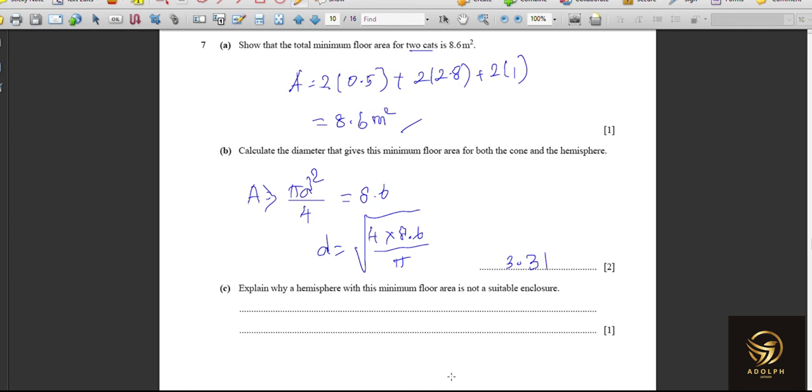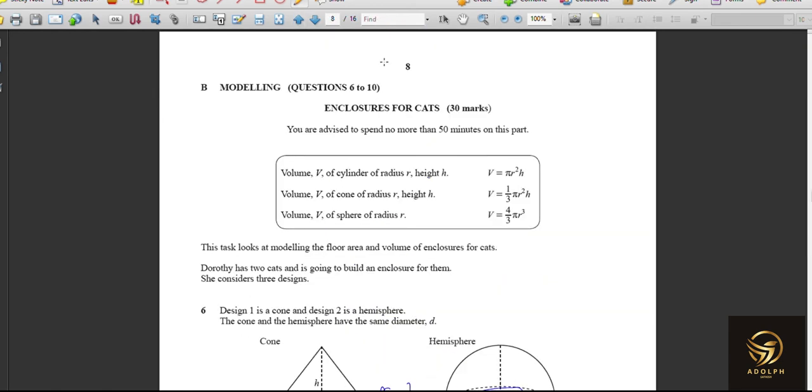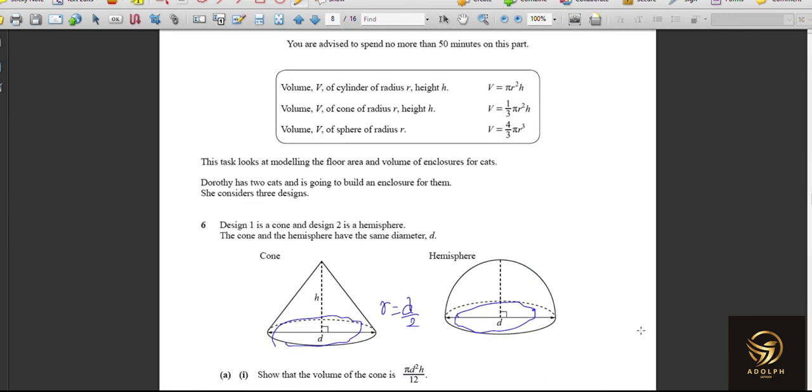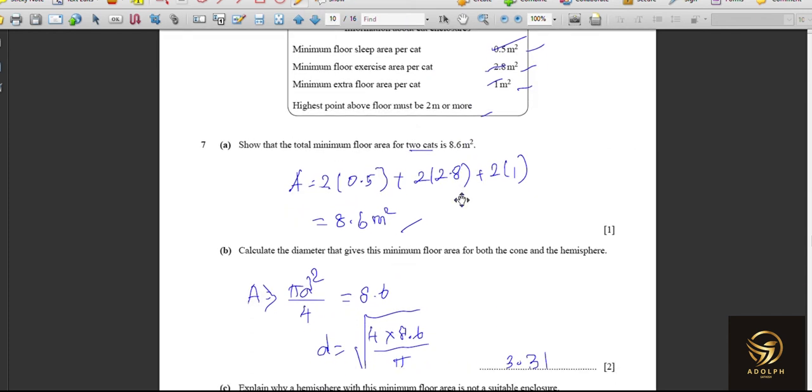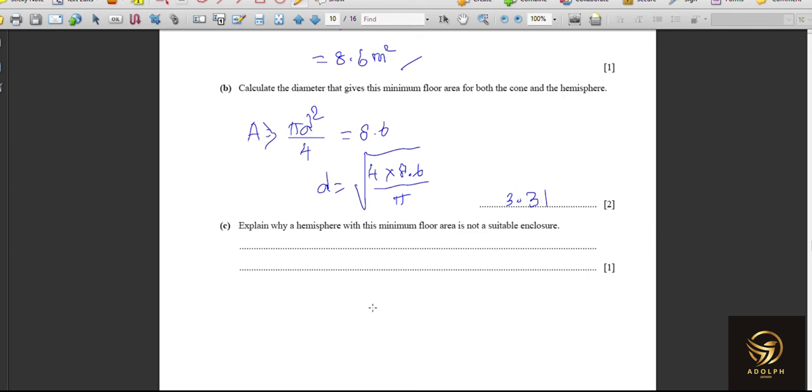Next subdivision: explain why hemisphere with this minimum floor area is not a suitable enclosure. If you look at the diagram, you will understand the height is nothing but d by 2, or else the height is also radius r. So height is r. Let's see what the height value is. If d is 3.31, then height is r, that is 3.31 divided by 2, so we are getting 1.65, which is less than the expectation.